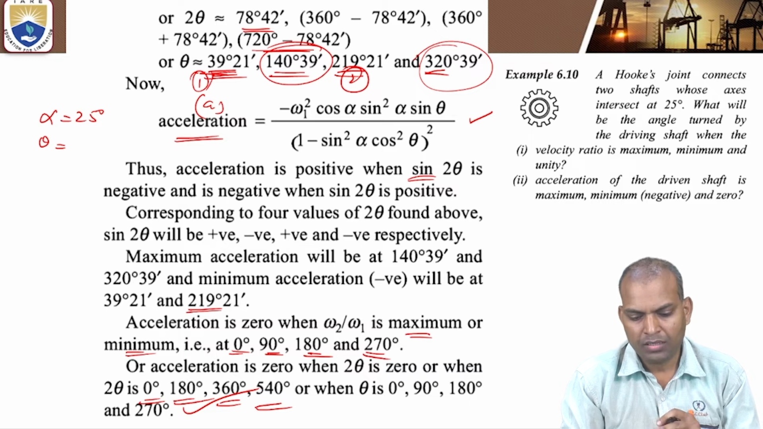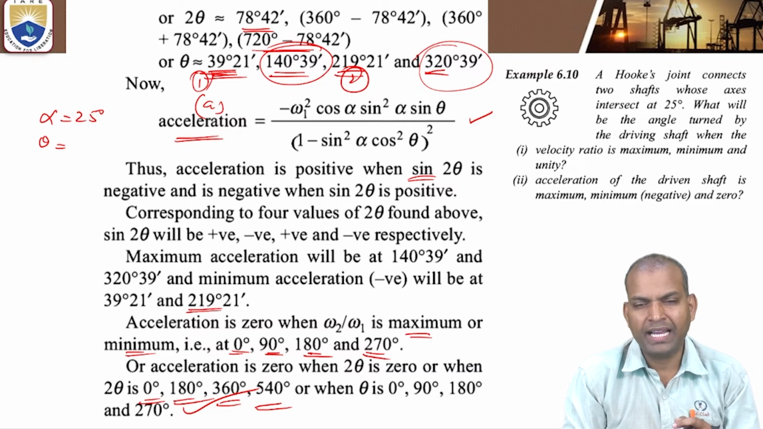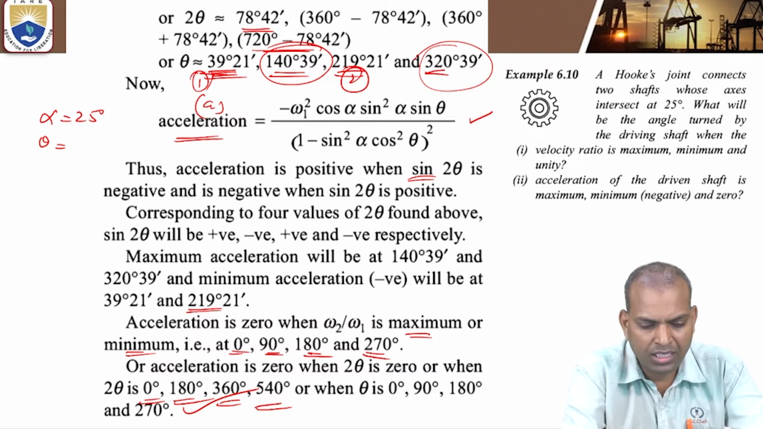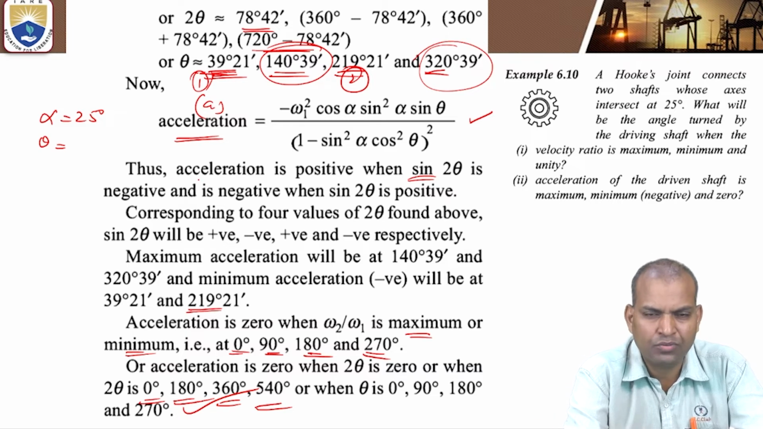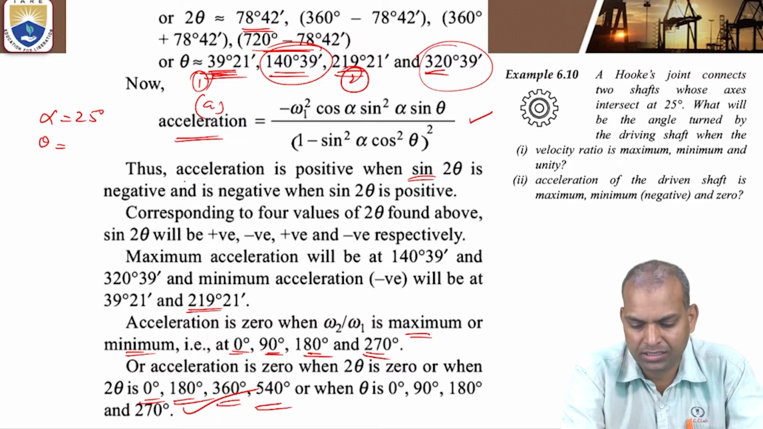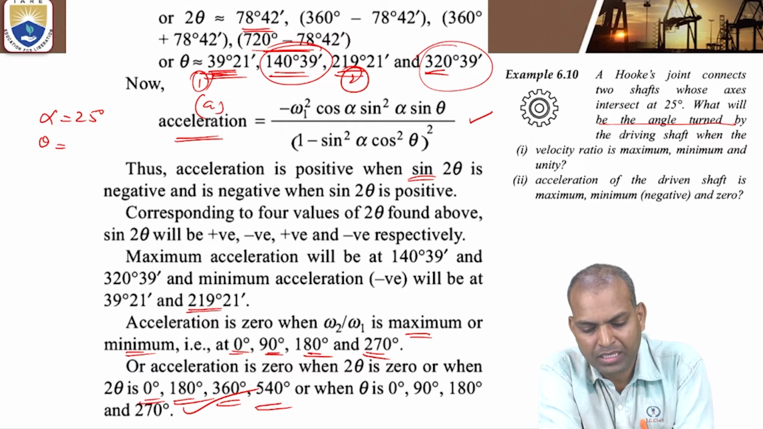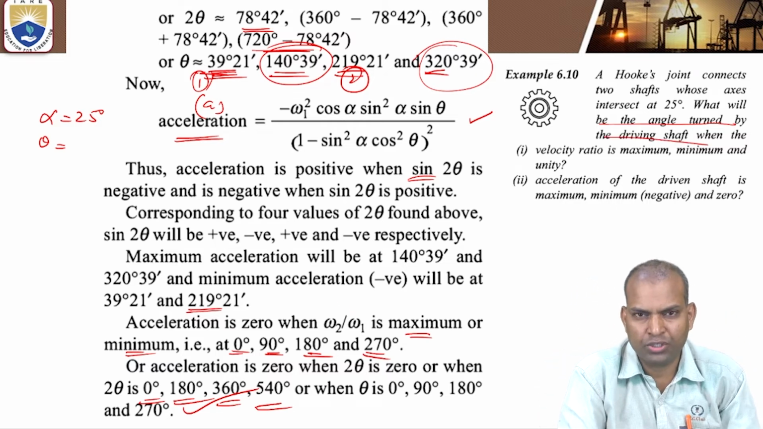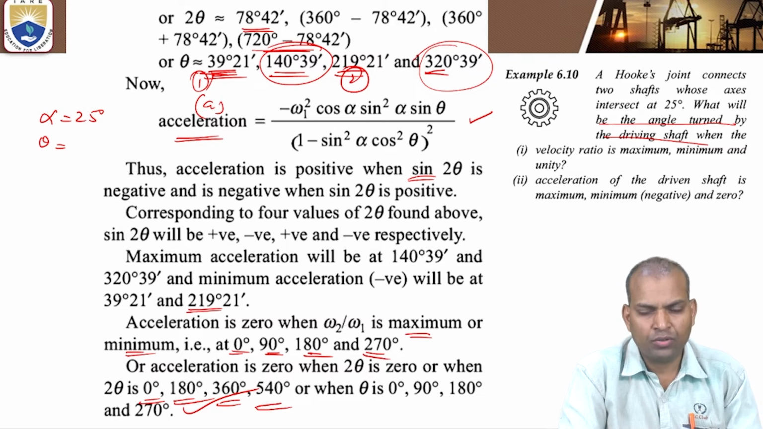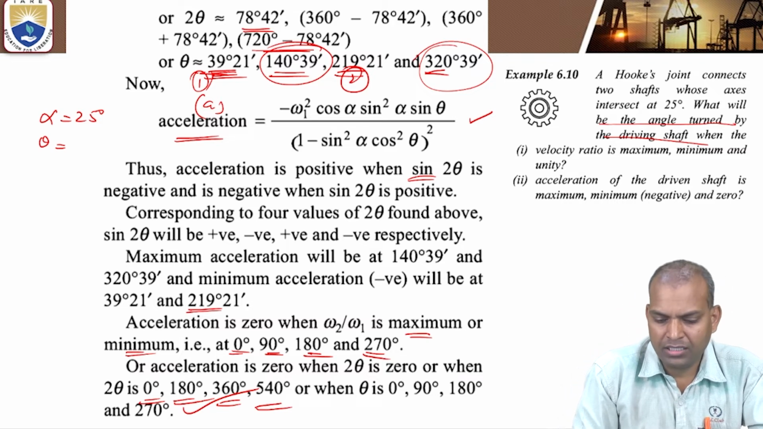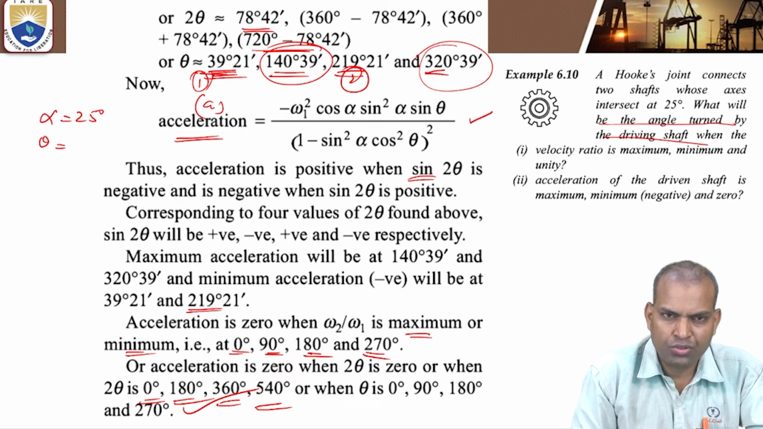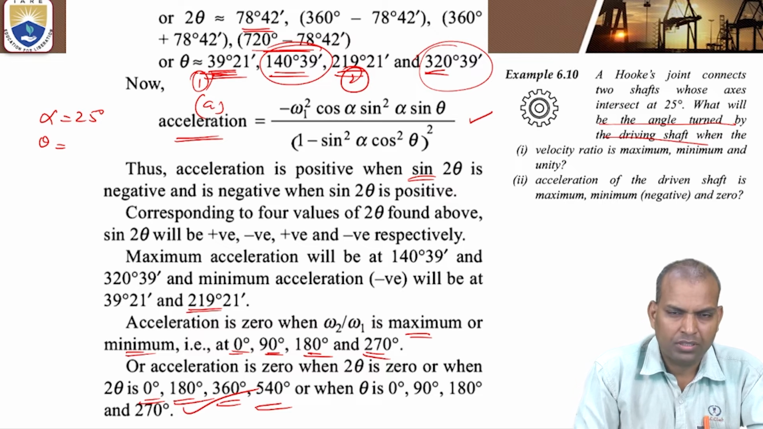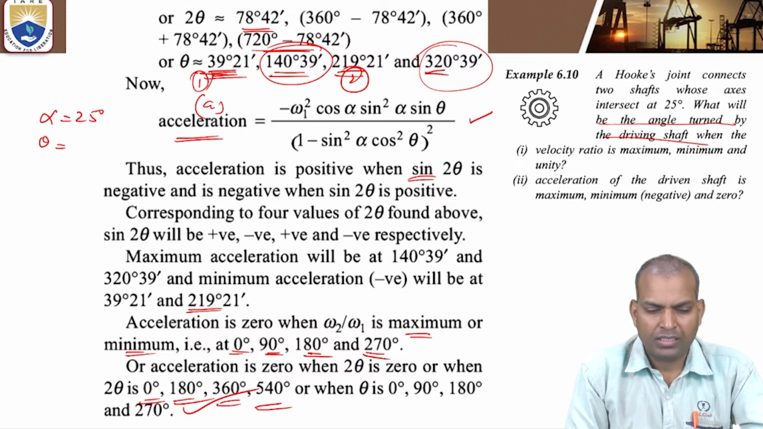So this is what we have to find out: what will be the angle turned? After substitution of values we can obtain the accelerations, but in this question only the angle turned is asked. What will be the angle turned by the driving shaft when the velocity ratios are given? It is only angle turning. That's why we calculated only the angle turned by the driving shaft at various velocity ratios and also the acceleration of the driven shaft. Okay, now this is the condition.